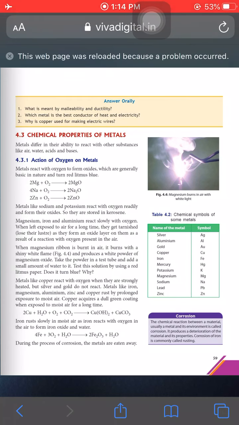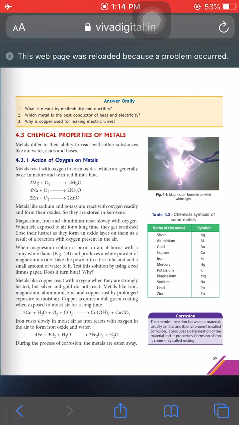First is Mg, which stands for magnesium, and magnesium is a metal. Here you see table 4.2. There are some symbols of metals. First is silver. Silver stands for Ag. The first letter of all these elements should be capital and the second letter is small. Aluminium stands for Al, gold Au, copper Cu, and you have to learn these metal symbols.